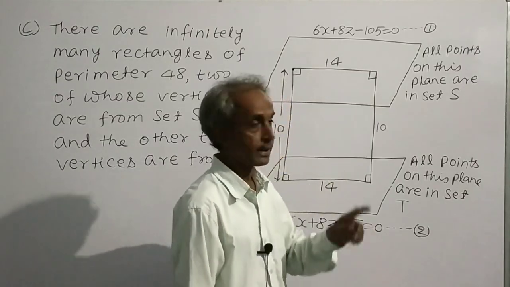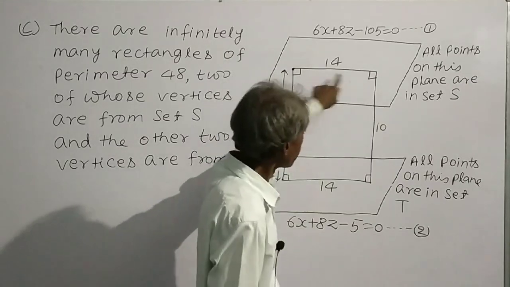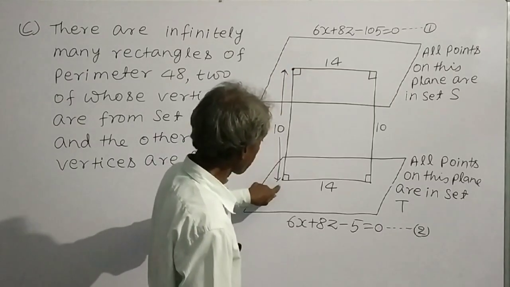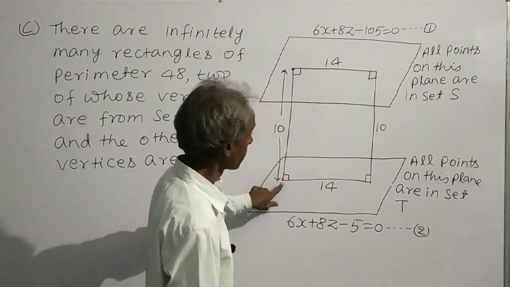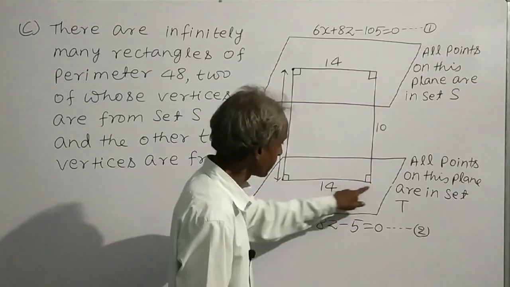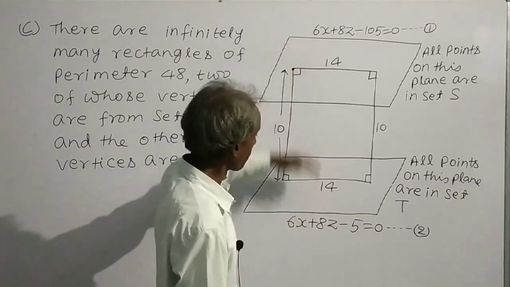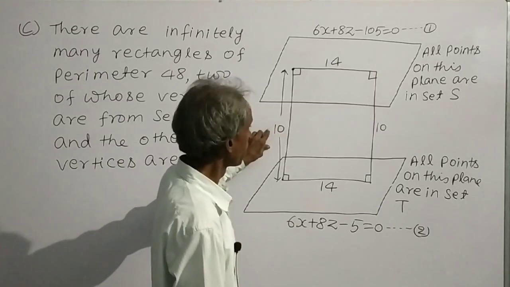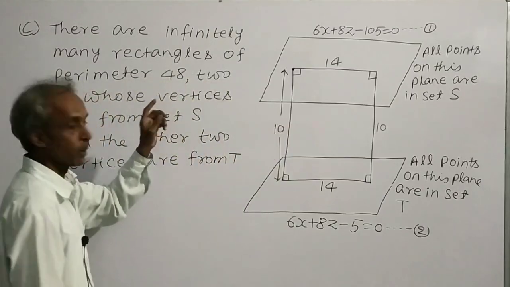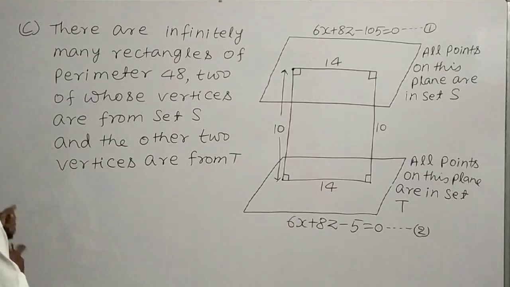If we take a line segment of length 14 in this plane, and from these points we draw perpendiculars over this plane and join these 2 points, then since the distance between these 2 parallel planes is 10 units, we get a rectangle of perimeter 48. Therefore, this option is correct.